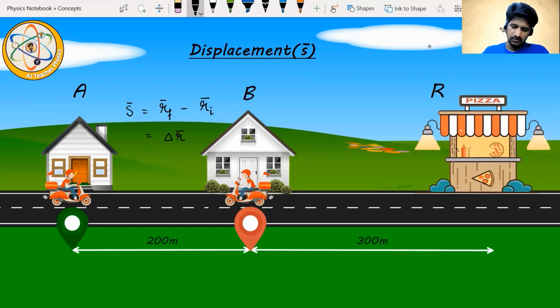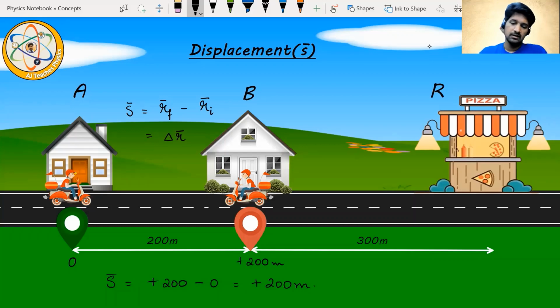Now let's consider origin to be at the house A. Then the position of house B will be written as plus 200 meters. Now if you want to calculate the displacement of the delivery boy in this case, the final position is plus 200 minus the initial position, which is 0. So the displacement turns out to be plus 200 meters. Now notice that we have placed a bar on the symbol for displacement, meaning that it is also a vector quantity.